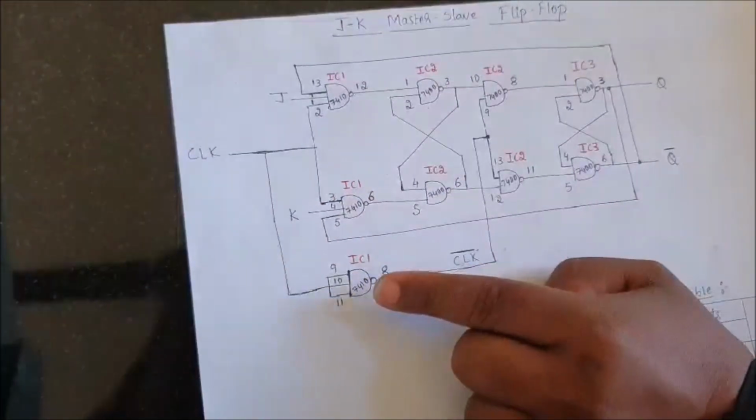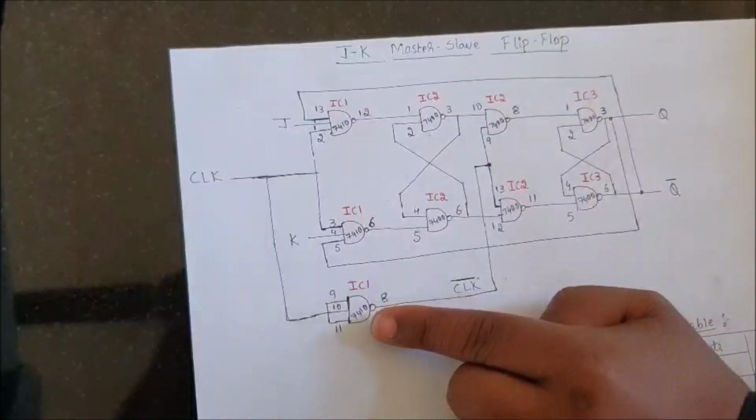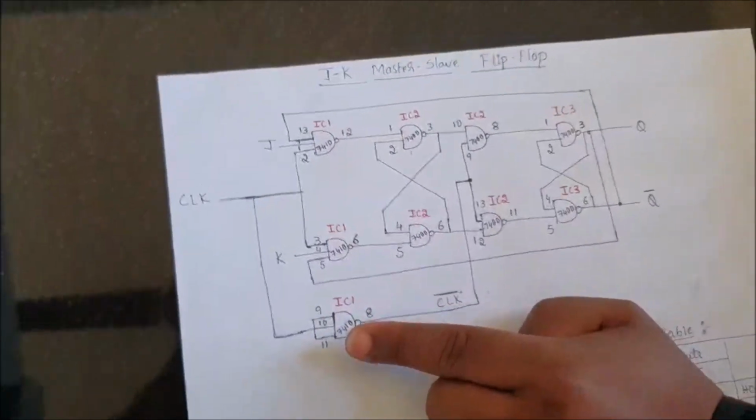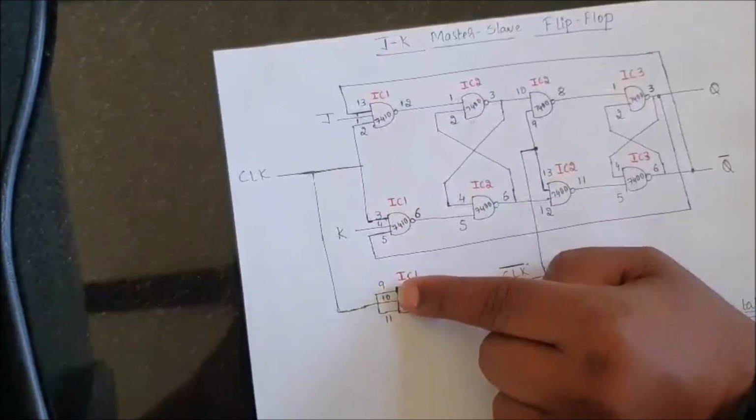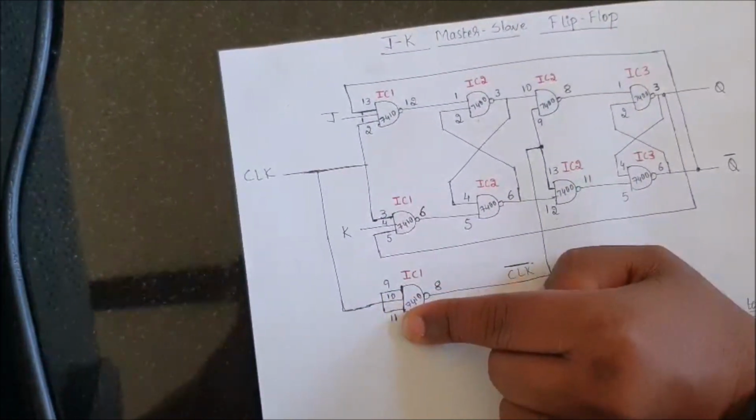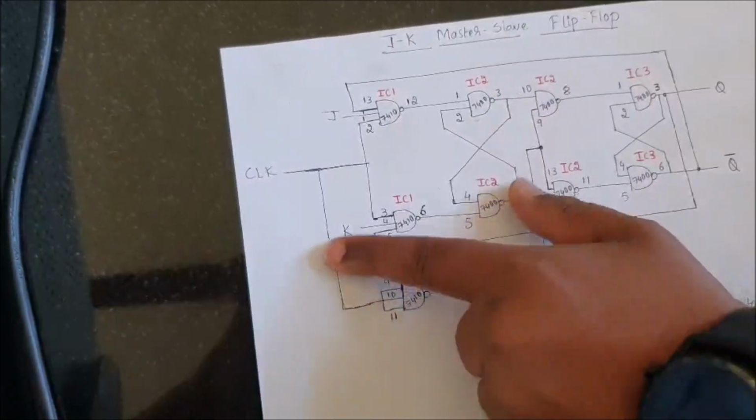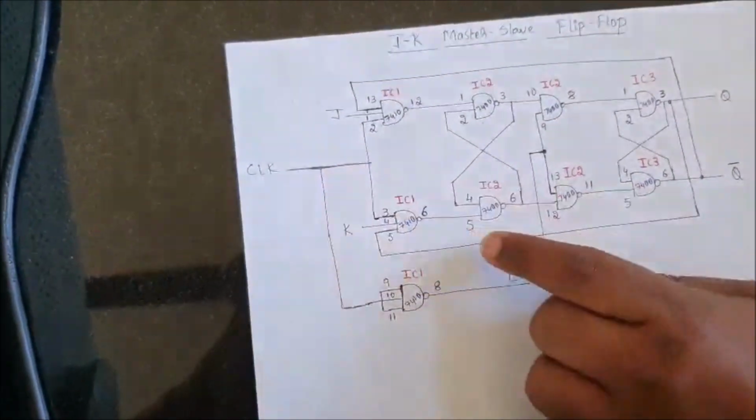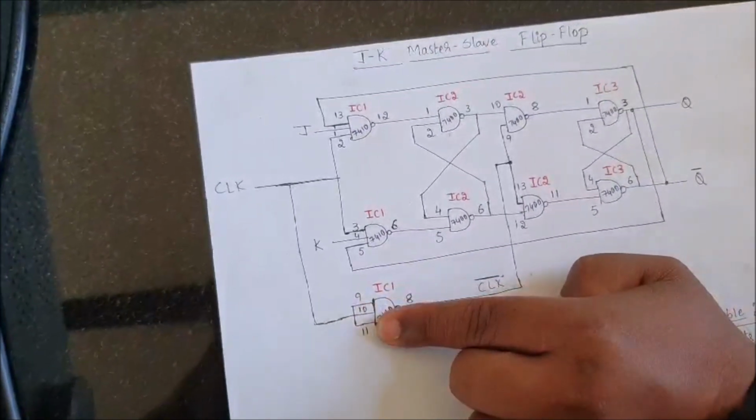Next, I will take up the third gate of the IC, the third NAND gate. Even this third NAND gate is a 3 input NAND gate. Here you can see the pin numbers 9, 10 and 11. All these 3 are shorted, and any one of these pins should be connected to the clock. Okay, now what I will do is I will short these 3 pins, 9, 10 and 11.